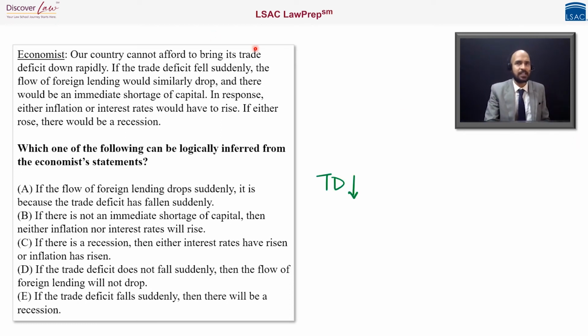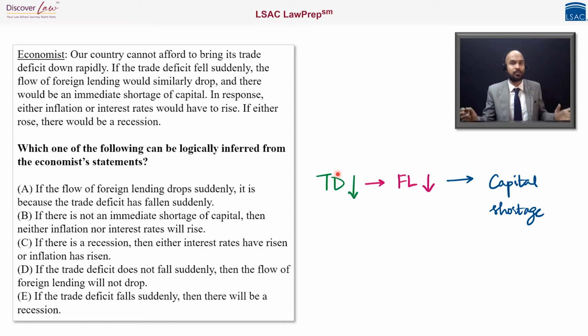It says that if the trade deficit fell, then there would be a reduction in the flow of foreign lending. Now, I don't understand what trade deficit is. I don't understand what foreign lending is. So I just write it down as such. And then it says there would be an immediate shortage of capital, and that leads to shortage of capital. In terms of economics, I don't know what that is. I'm just writing it down.